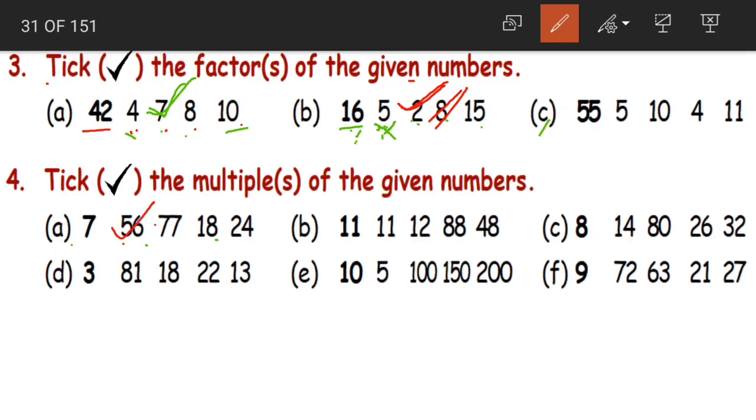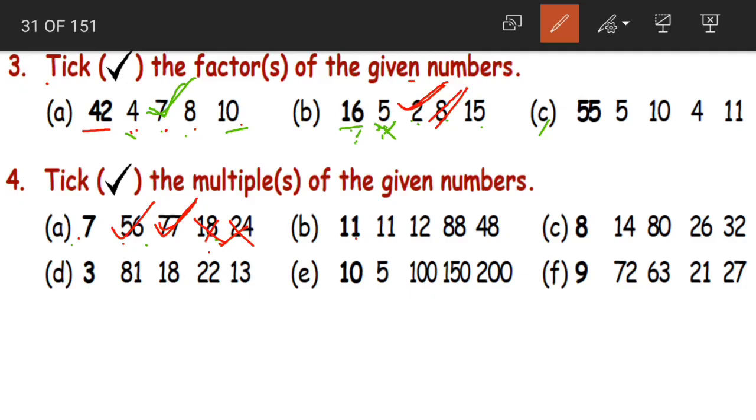Next 77. Does 77 come in 7th table? Yes, 7 11s are 77. So it is a multiple of 7. Next 18. Does 18 come in 7th table? No. So it's not a multiple of 7. And again 24 also does not come in 7th table. So it is not a multiple of 7.